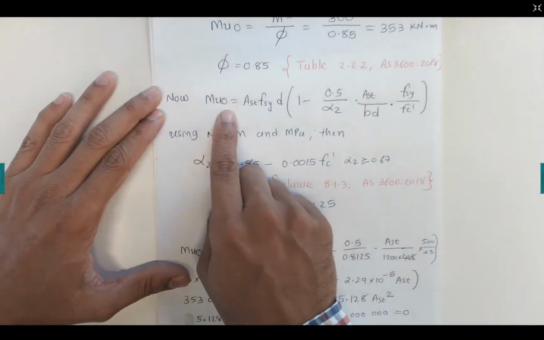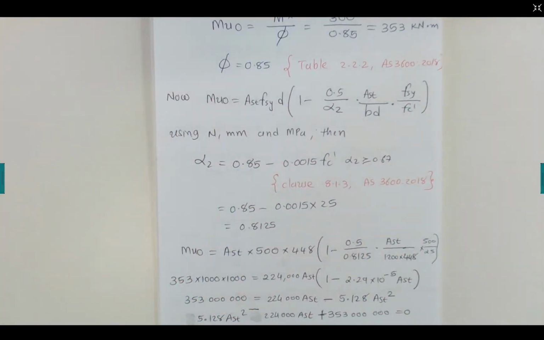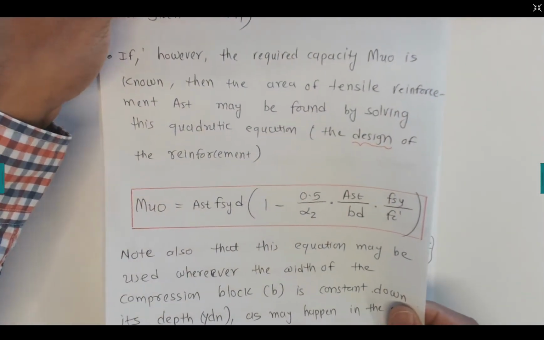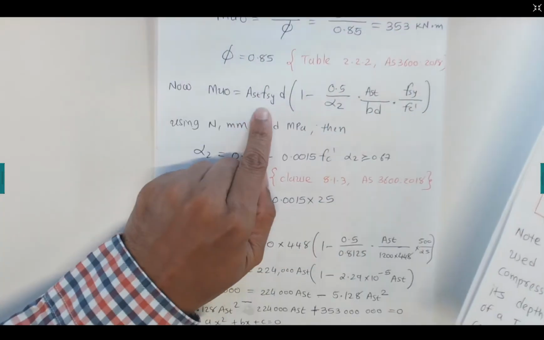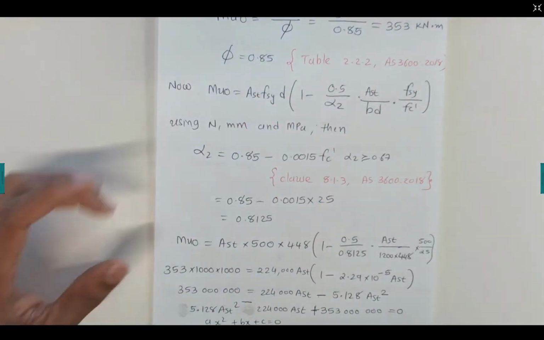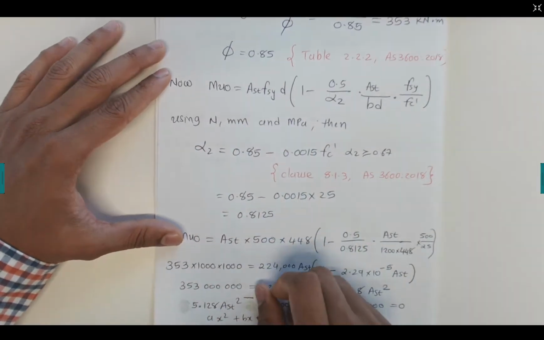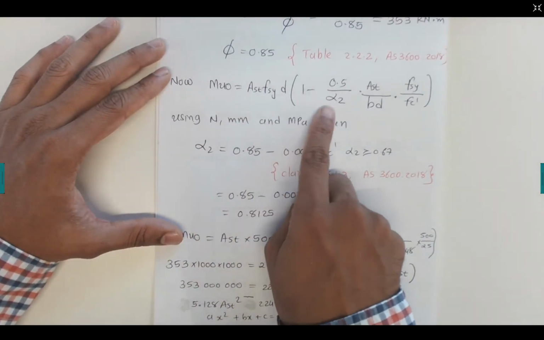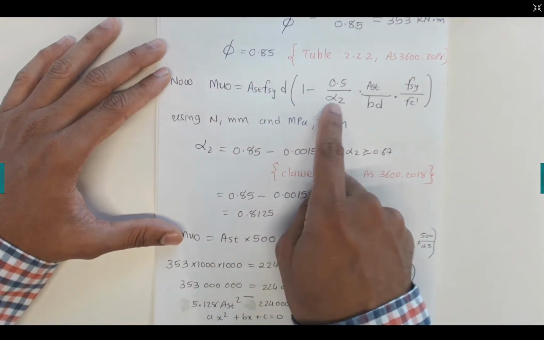Now the Mu equations that we discussed in the previous video, I can show here again. In the previous video we derived the equation for Mu of a singly reinforced rectangular section. I copied these equations here. In these equations we are using the units Newton, millimeter, and megapascals. So all the parameters are known. AST we need to find, Mu we know. We need to know alpha 2.